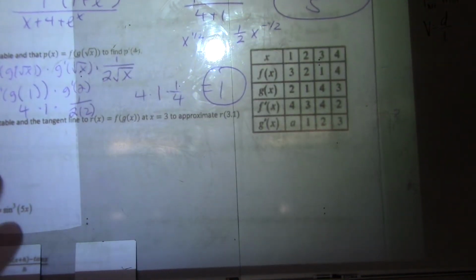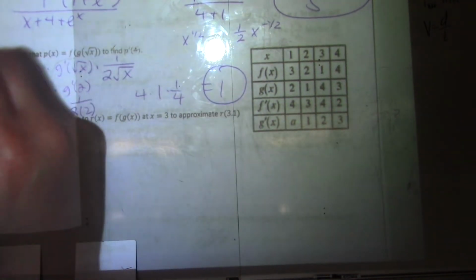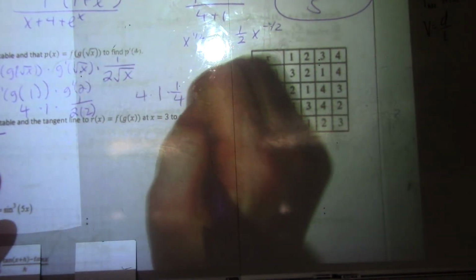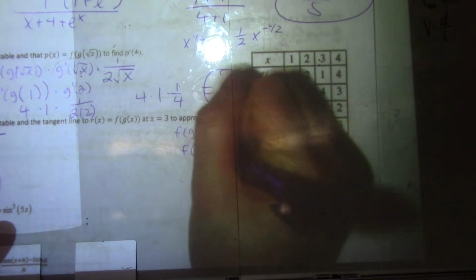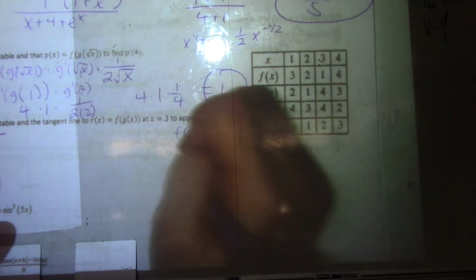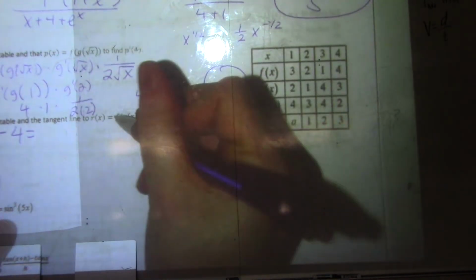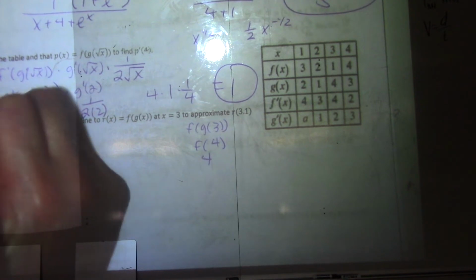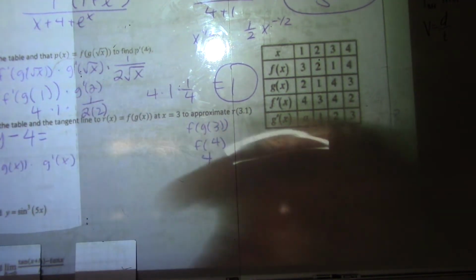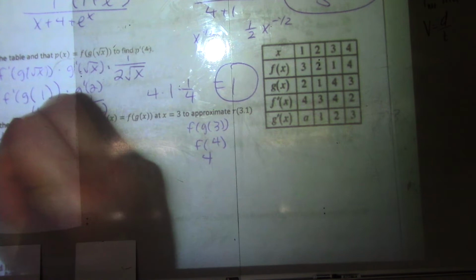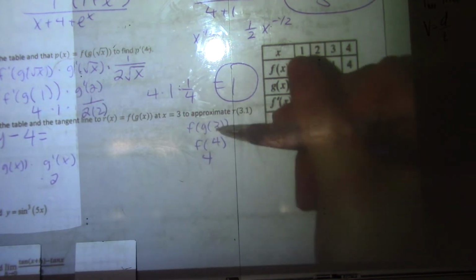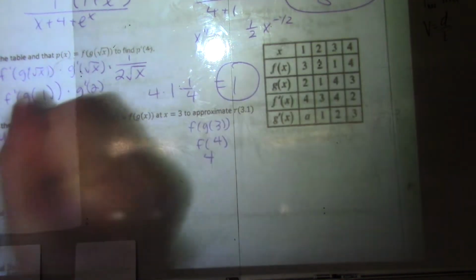Here we're going to use the tangent line, so y minus, first let's find f of g of 3. G of 3 is 4, so f of 4 is 4. So y minus 4 equals, now I need to take derivatives, so that would be f prime of g of x times g prime of x. G prime of 3 is 2. And we already found that g of 3 is 4, so we need f prime of 4, which is 2. So this is 4, so 4(x minus 3).